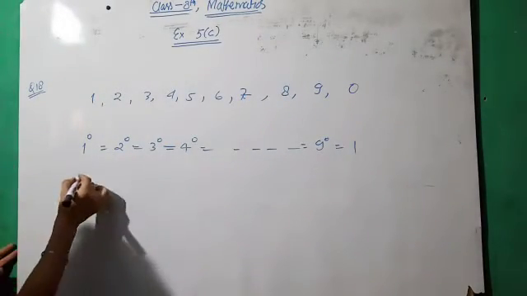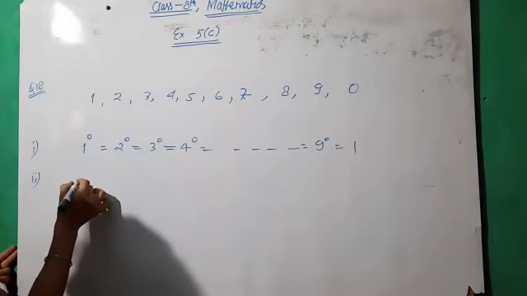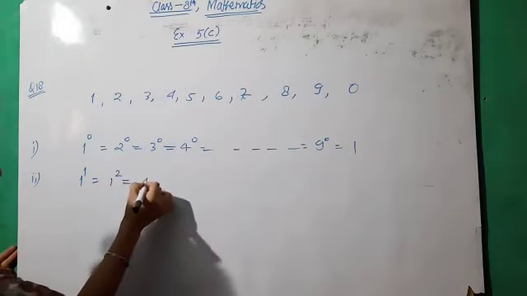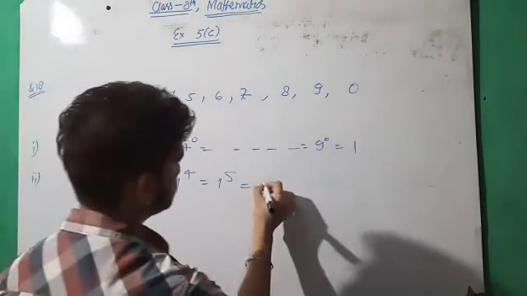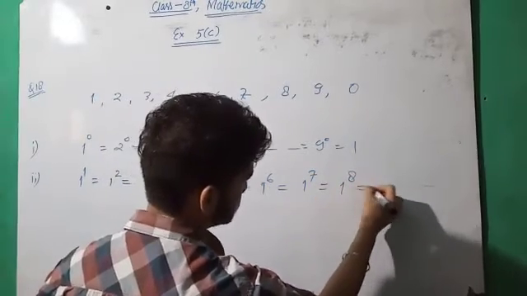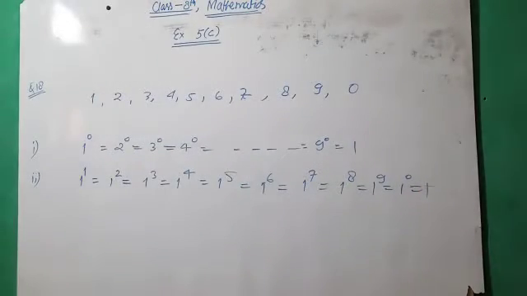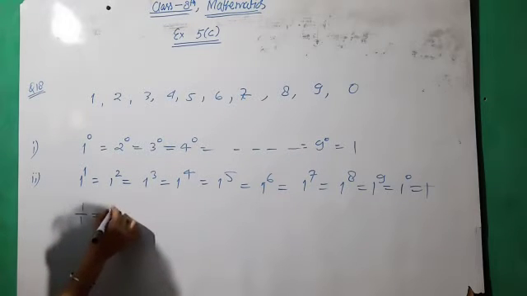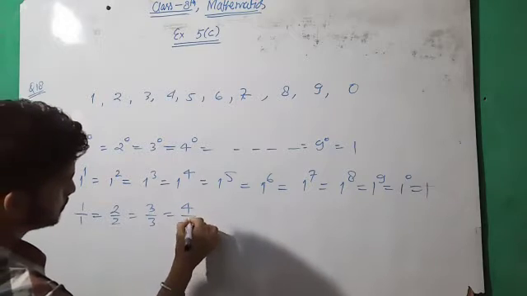Now the second example: 1 to the power 1, 1 to the power 2, 1 to the power 3, the value is always 1. Okay, so this is another example. We are using all the digits, but the answer is 1. Similarly you have various types of methods, or we can say in fractional value 1 upon 1, 2 upon 2, 3 upon 3, all the values of these are 1.